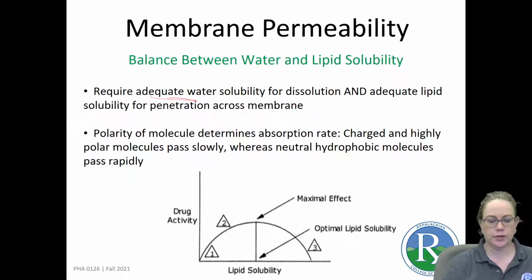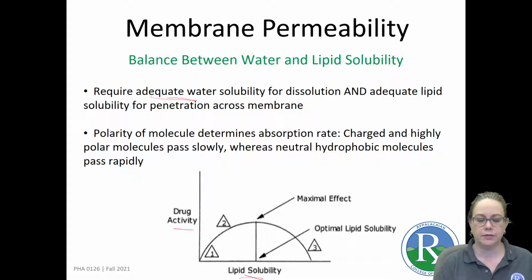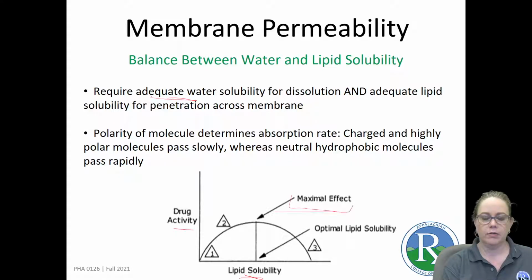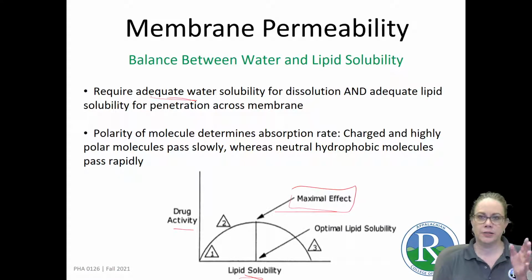So if we look at this curve, we see our drug activity on the y-axis, lipid solubility on the x-axis. You see we get a lower activity at the two extremes, where somewhere in there is a maximal effect when you hit that balance between the water solubility and lipid solubility correctly. What we'll see is that the polarity of the molecule will determine our absorption rate, where the charged or highly polar molecules pass through the membrane rather slowly, and those neutral hydrophobic molecules pass more readily.